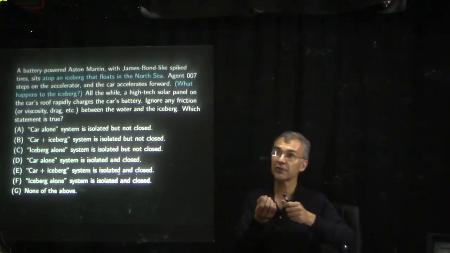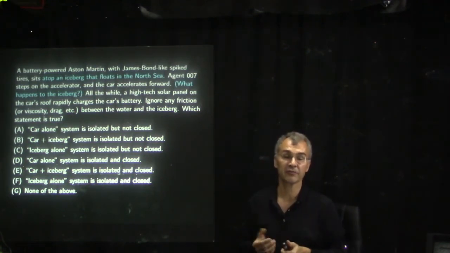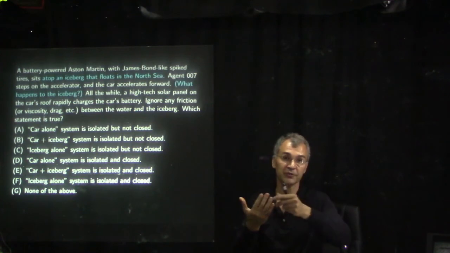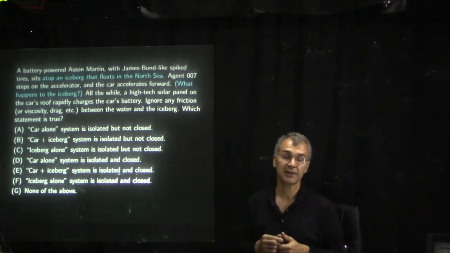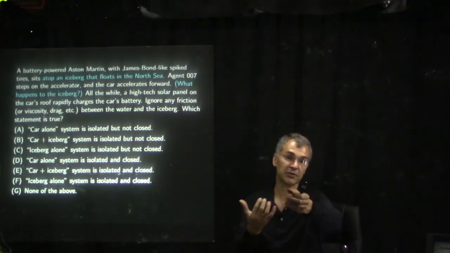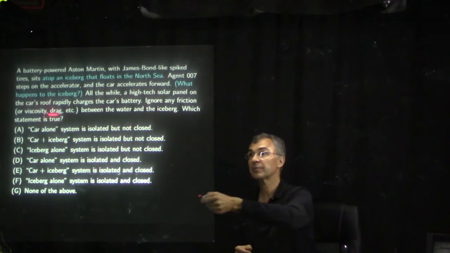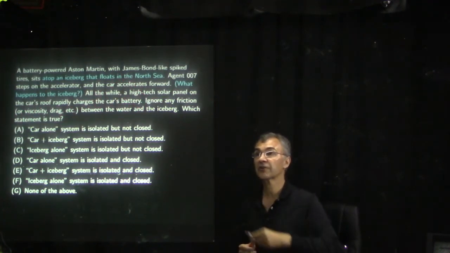So the car accelerates forward, so the iceberg must accelerate backward, although the iceberg is much more massive than the car. So the car will experience a big forward change in velocity, and the iceberg will experience a very small backward change in velocity. All the while, a high-tech solar panel on the car's roof rapidly charges the car's battery.